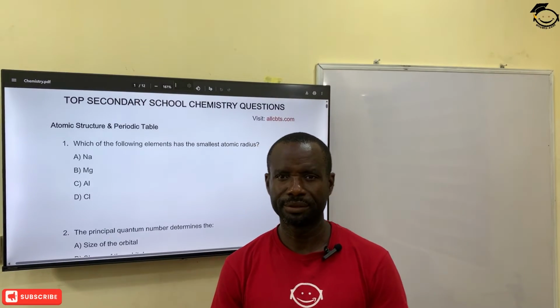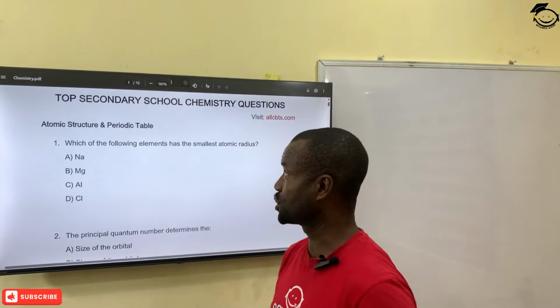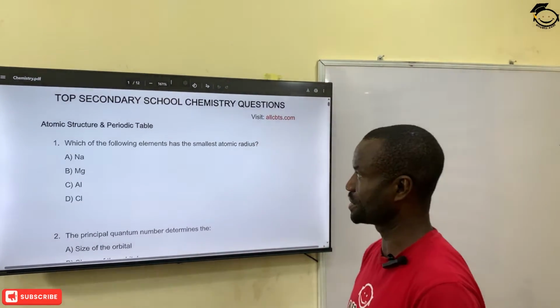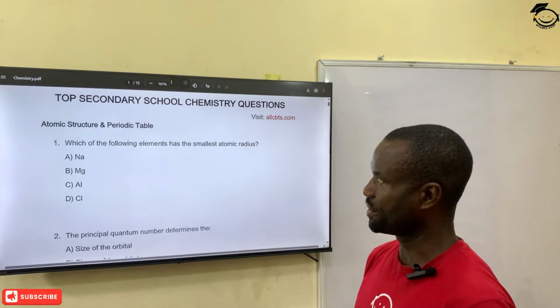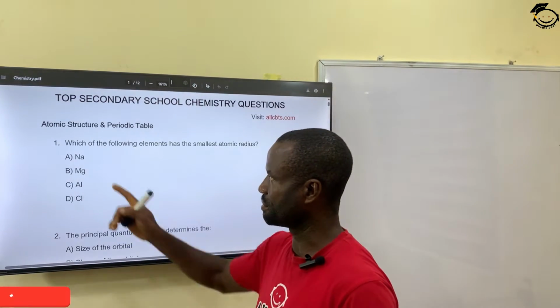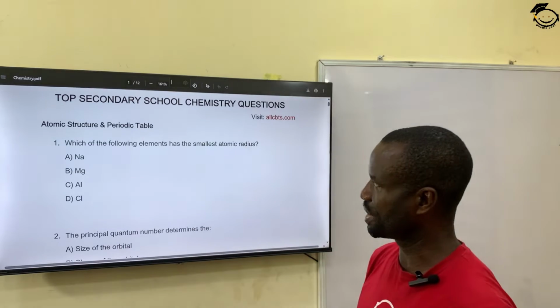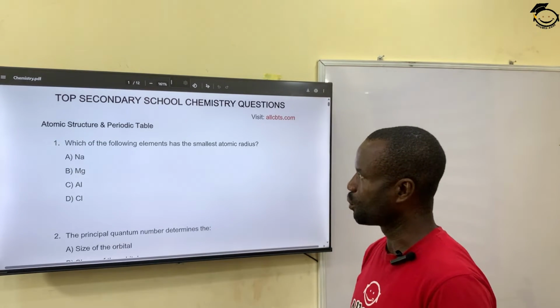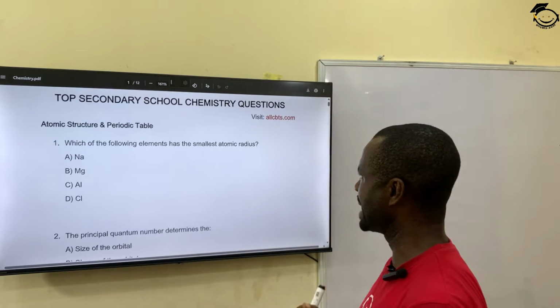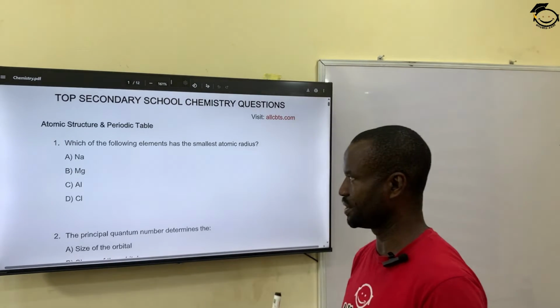Good day, everyone. Today we shall be taking some top secondary school chemistry questions. So we're going to start with the first question under the topic atomic structure and periodic table. Number one, which of the following elements has the smallest atomic radius?